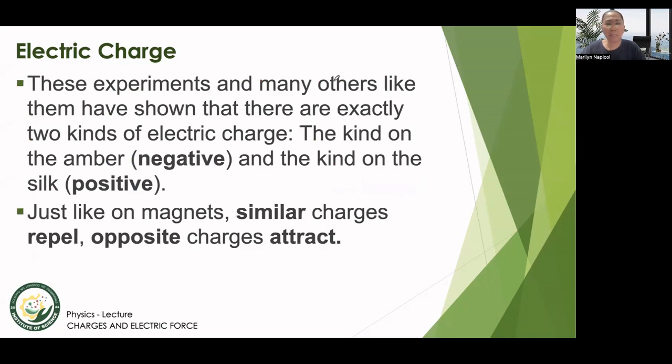Okay, so these experiments and many others like them have shown that there are exactly two kinds of electric charge. So the kind that the amber, which is the negative one, and the kind on the silk, which is the positive one. You will do this in laboratory number 5.